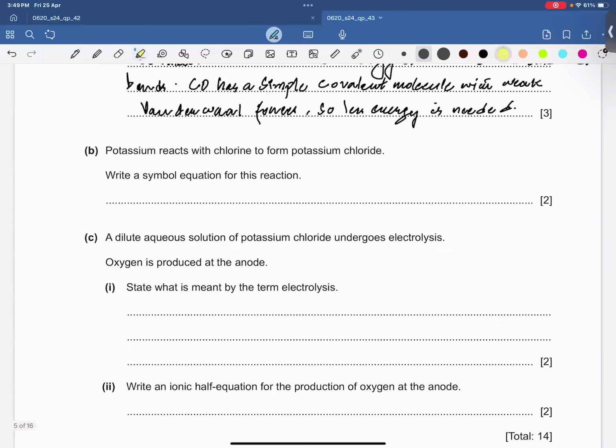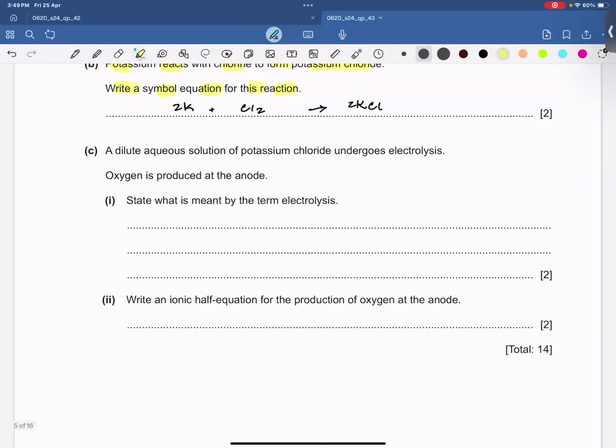Okay. Potassium reacts with chlorine to form potassium chloride. Write a symbol equation for this reaction. Okay, this is potassium. This is chlorine converting into potassium chloride. So we need to balance chlorine. We have 2 chlorine here. So I will put 2 here. We have 2 potassium. I'll put 2 here.